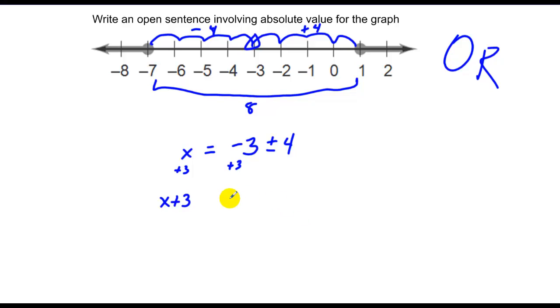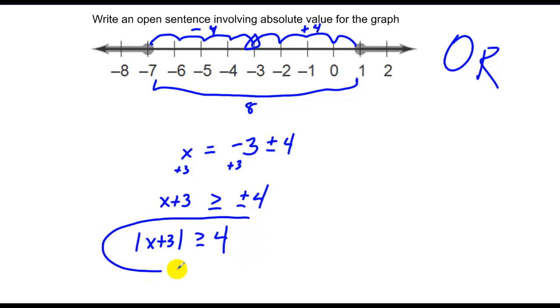So my absolute value is going to have to be greater. I'm going to say this is greater than plus or minus 4. Get rid of the plus or minus by adding an absolute value. And here's my absolute value inequality statement. Again, the original graph looks like an OR problem, so whatever is the unknown needs to be greater than the number.